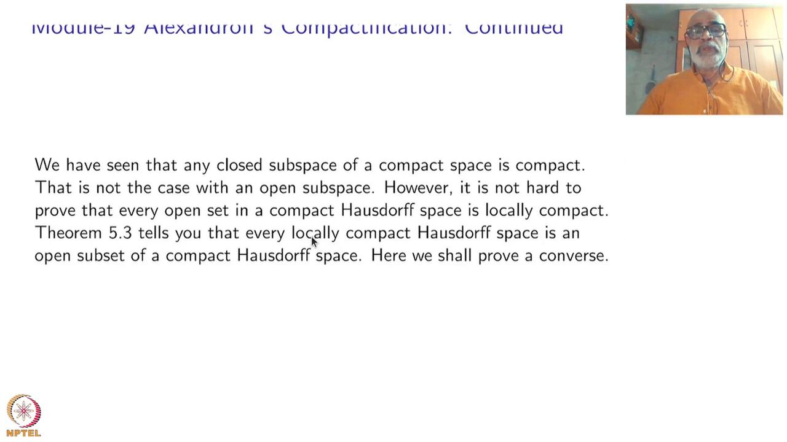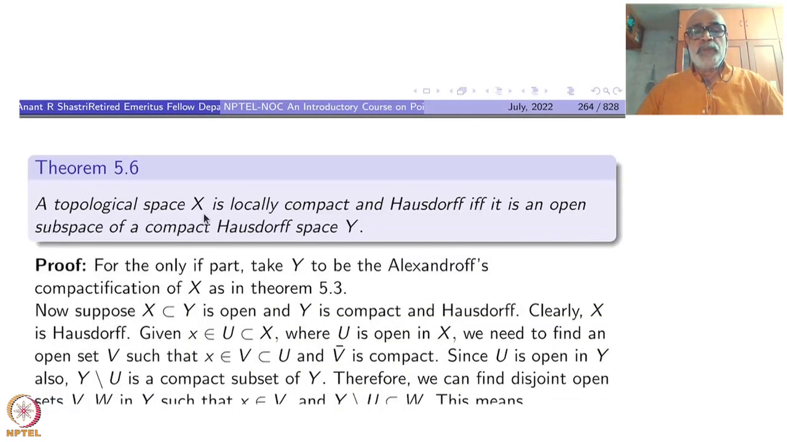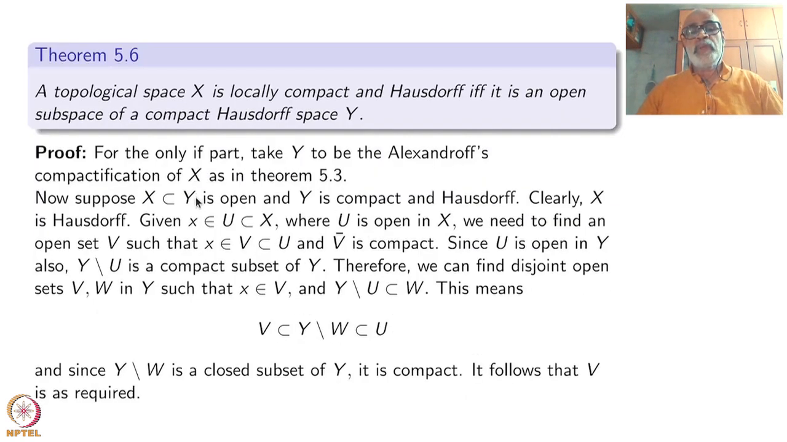Last time, the theorem we proved tells you that every locally compact Hausdorff space is an open subset of a compact Hausdorff space. That is a corollary to the Alexandroff's compactification that we produced the other day. Here we shall prove the converse now. Take a topological space X. X is locally compact and Hausdorff if and only if it is an open subspace of a compact Hausdorff space. So this is what we want to prove. For the only if part, all that you have to do is, for the larger space, take the one point compactification, namely Alexandroff's compactification of X, as in the previous theorem.